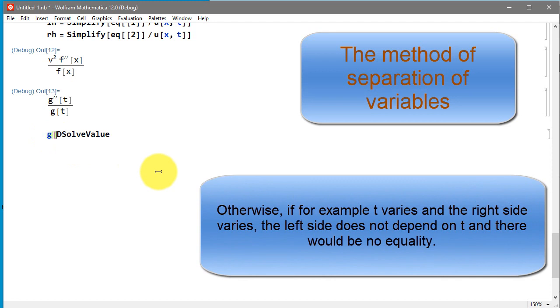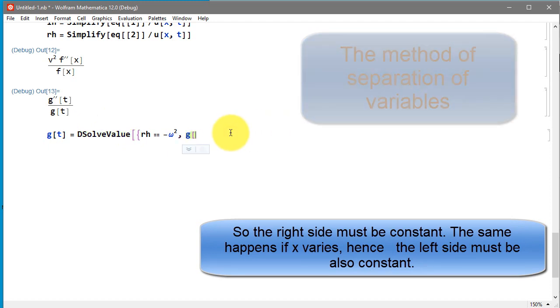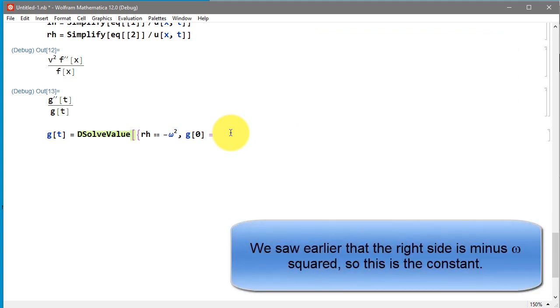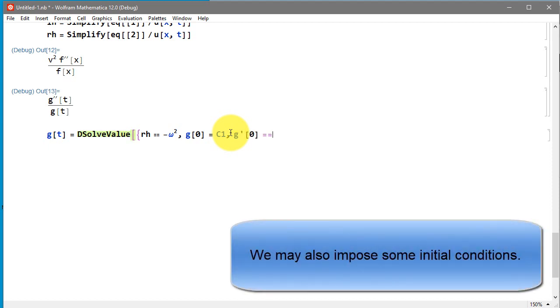Otherwise, if for example t varies and the right side varies, the left side does not depend on t and there will be no equality. So the right side must be constant. The same happens if x varies. Hence, the left side must be also constant. We saw earlier that the right side is minus omega squared, so this is a constant. We may also impose some initial conditions.